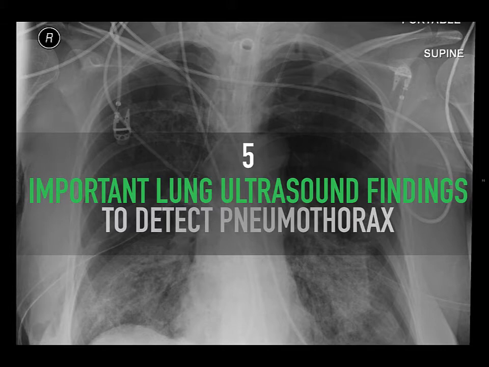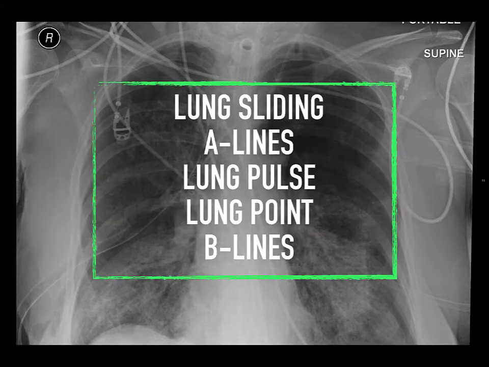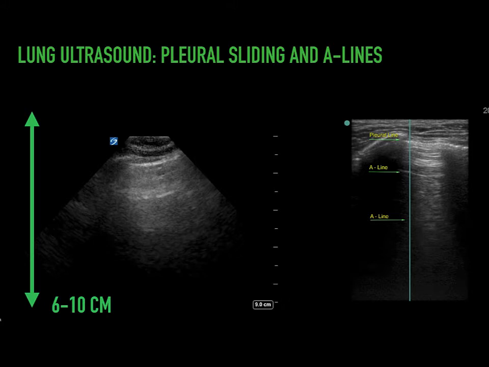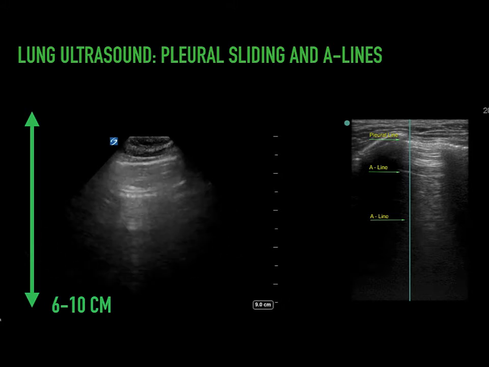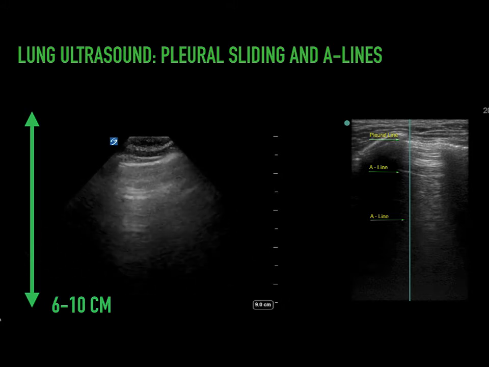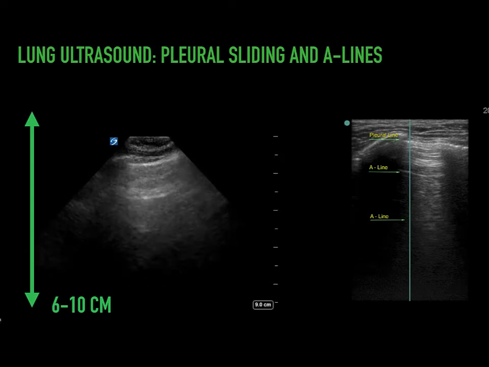So we're going to review 5 important lung ultrasound findings to detect pneumothorax, which if you become facile with, you will find you'll perform this examination with ease and with confidence. The 5 findings are lung sliding, A lines, lung pulse, lung point, and B lines. Let's start with lung sliding. Again, this is a visual demonstration of the interaction of the parietal and visceral pleura.